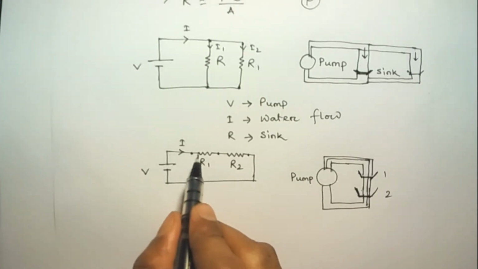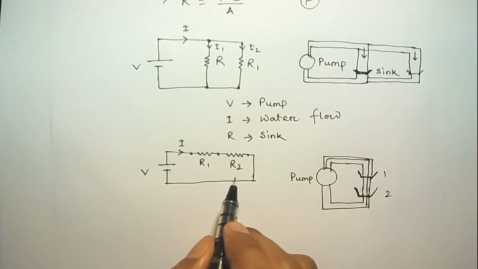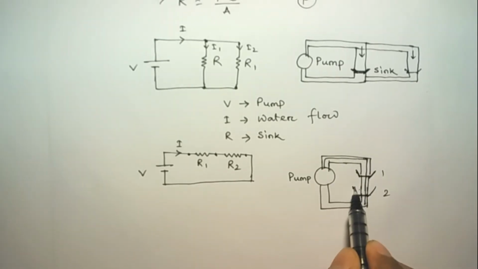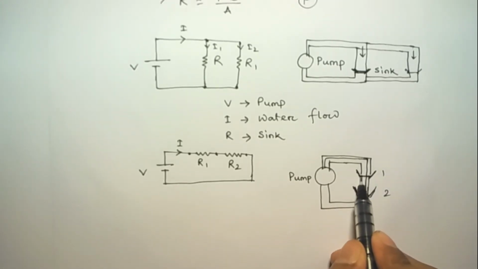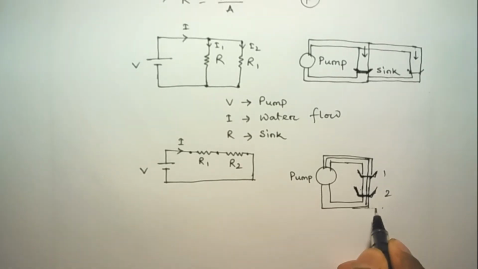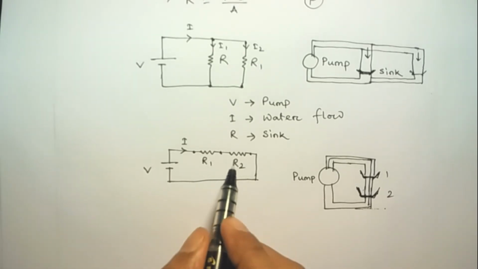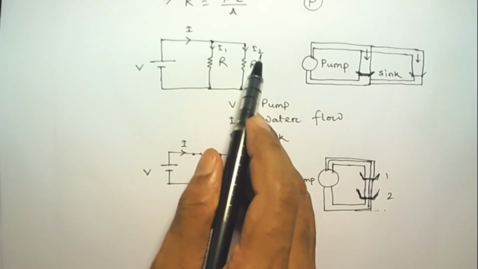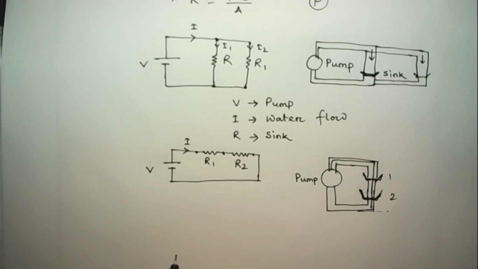The voltage across R1 and voltage across R2 will not be equal. Here also the pressure for sink 1 and sink 2 will not be equal. The height for sink 1 is not equal to the height for sink 2 from this base. What will be the voltage for R1 and R2 and what will be the current for I1 and I2 can be calculated by the voltage divider rule and current divider rule.